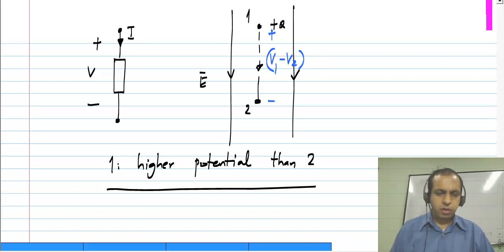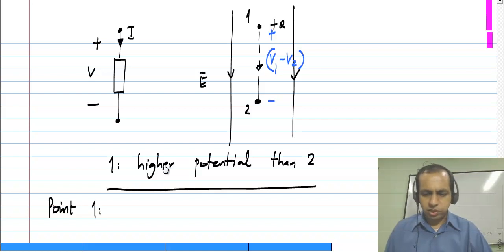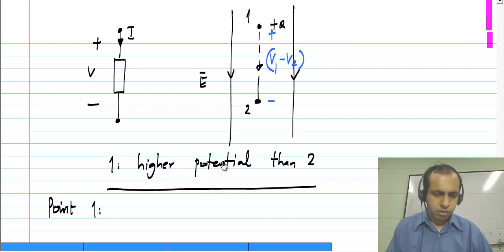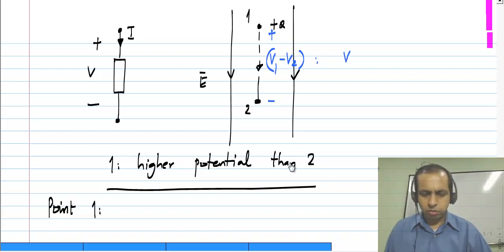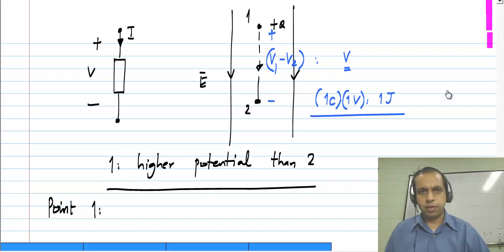And the unit of potential difference is volts. So basically if 1 coulomb of charge moves over a potential difference of 1 volt, it gains 1 joule of energy. So the volt is nothing but 1 joule per coulomb.